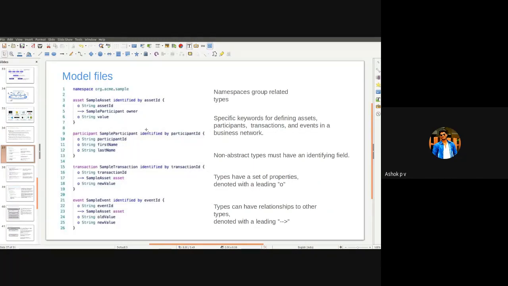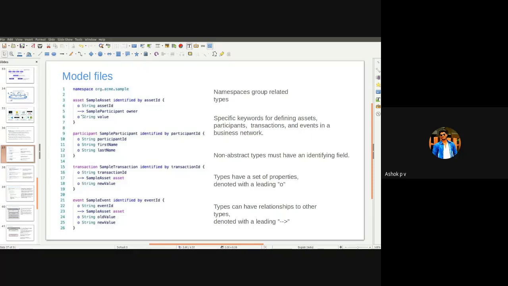The first thing in the model file is the namespace. Namespace is nothing but the network name. It could be given as the network name, or some other name, but it should contain organization, org, and a dot, and acme, and dot sample. So organization is always important in each and every network, but the namespace can be of any name. That is group related types kind of thing. And now we have the particular asset, participant, transaction, event. So these four are the keywords that we'll be using for creating a model file.